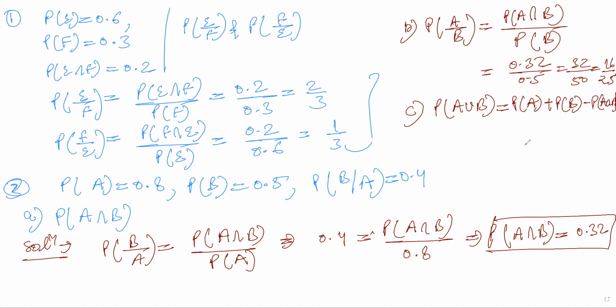Do we have the required information? Yes. What is that? 0.8 plus 0.5 minus 0.32. This will come out as 0.98.